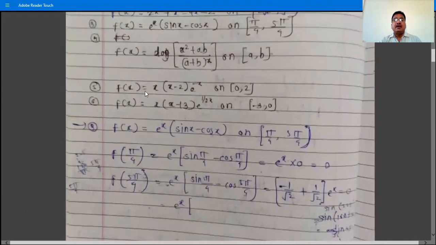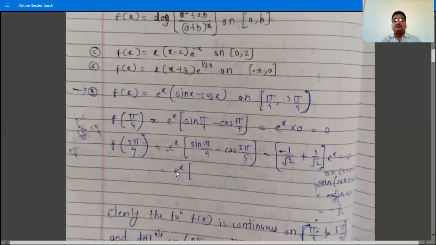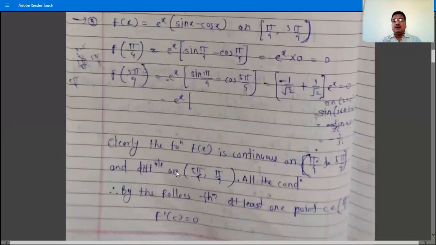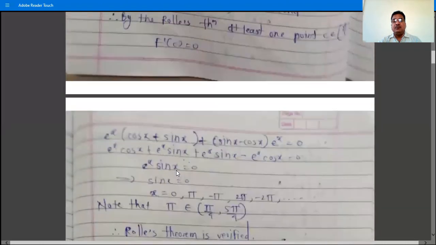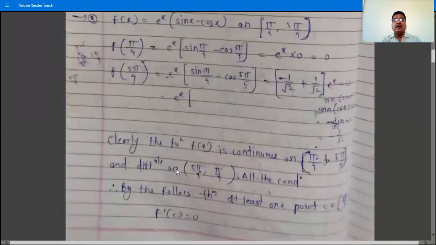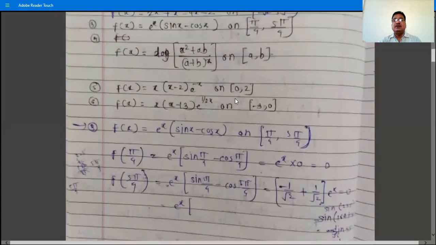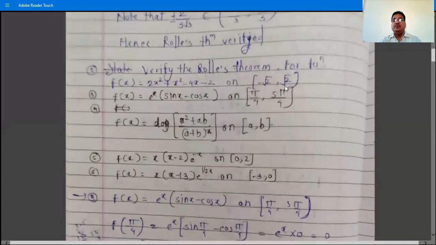So the answer of the third problem: f(x) is equal to e raised to x times (sin x minus cos x) on the interval [pi by 4, 5 pi by 4]. We find the value at pi by 4 and the value at 5 pi by 4. This interval is pi by 4 to 5 pi by 4.